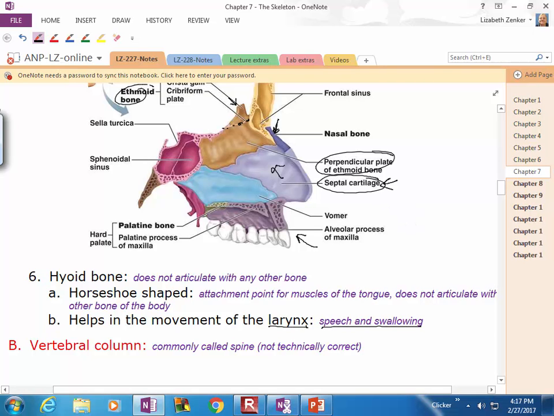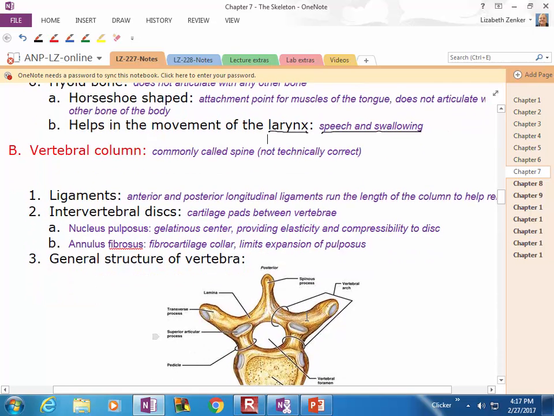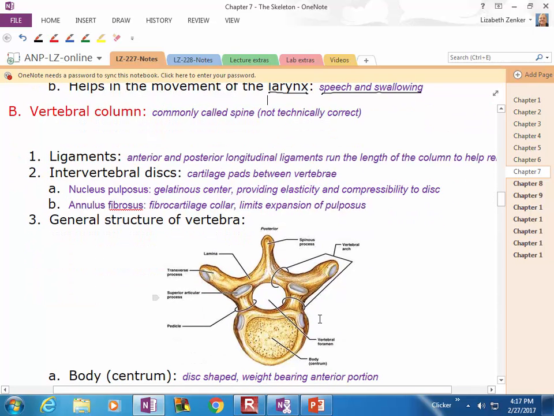Okay. So now we're going to talk about the vertebral column. And a lot of people will just call it the spine, but because this is an anatomy and physiology class, we need to be a lot more specific with things that we're calling. So we're not going to just say spine. You need to either say spinal column, or you should say vertebral column. So we don't want to call it just the spine.